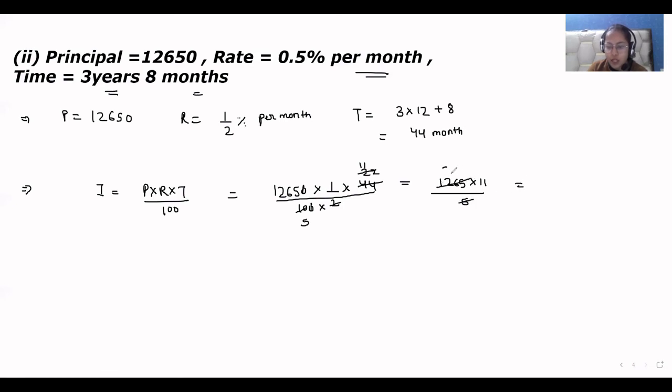We can eliminate it with 5. 5 times 2 is 10. 5 again 2 remaining. 5 times 5 is 25. 5 times 3 is 15. After multiplying by 11, we get 2,783 rupees. So we have found the interest.